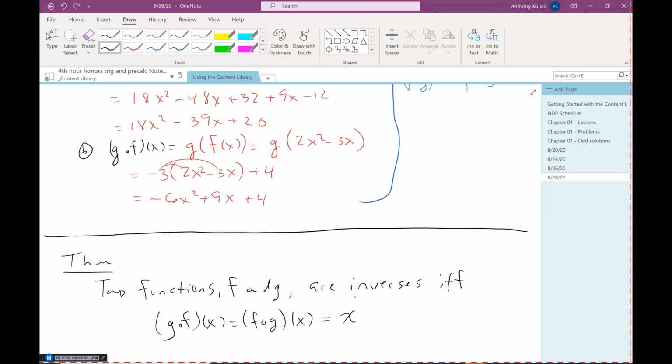What is this really saying? It's saying that f and g basically just cancel each other out, leaving you with whatever the original input was, in this case, x. So just like adding 2 and subtracting 2 would be inverse functions, if you take a number, you add 2, and then you subtract 2, you have the original number again, right? That's the idea.